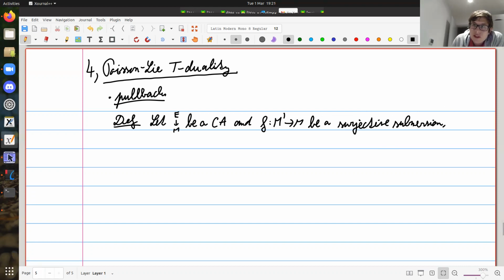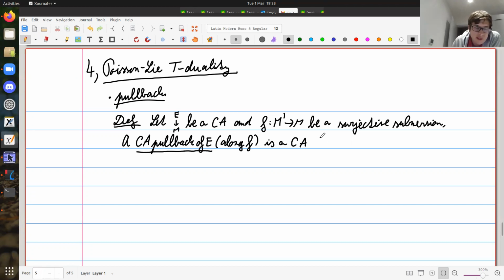Right, and then you can say that a Courant algebroid pullback of E, maybe along F, is a Courant algebroid structure on the pullback vector bundle. So it's a Courant algebroid structure on, let's call it E prime. So this will be just a pullback vector bundle, seen as a vector bundle over M prime. So we want to have a Courant algebroid structure there such that we will get some natural compatibility conditions. So such that the two structures are compatible.